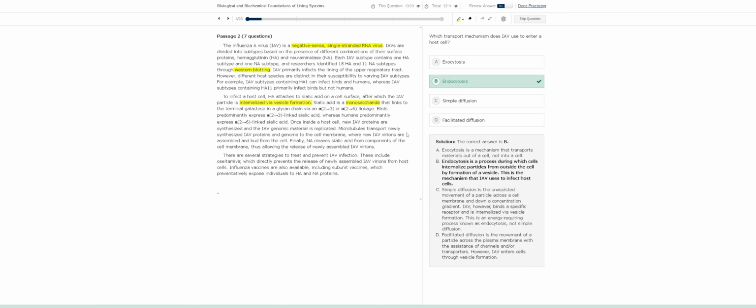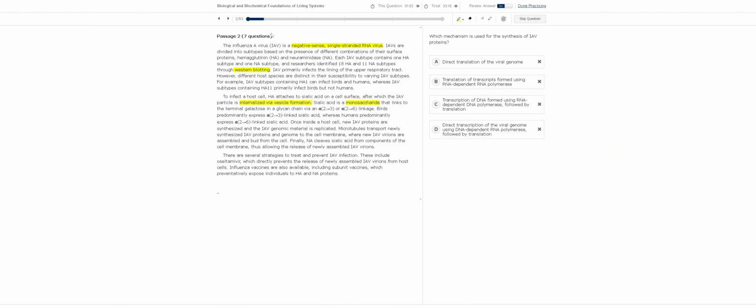And then that's question number 1. Question number 2 of passage 2. Which mechanism is used for the synthesis of IEV proteins?